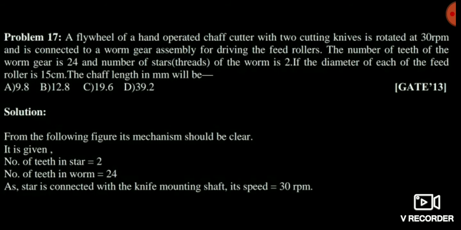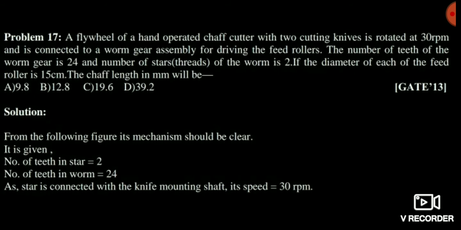If someone said that one knife is moved at 30 RPM, meaning 30 RPM is its frequency, then the meaning is that our knife will cut the chaff 30 times. Means our knife will cut the chaff 30 times. 30 RPM means only this, 30 times in a minute. RPM is revolution per minute. Means our knife will cut the chaff 30 times in 1 minute.